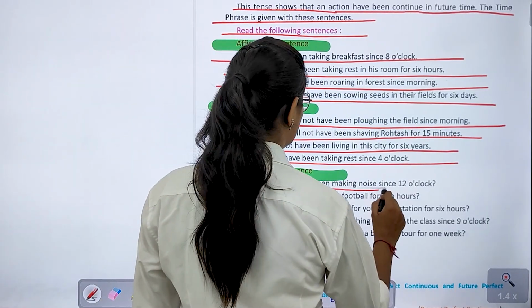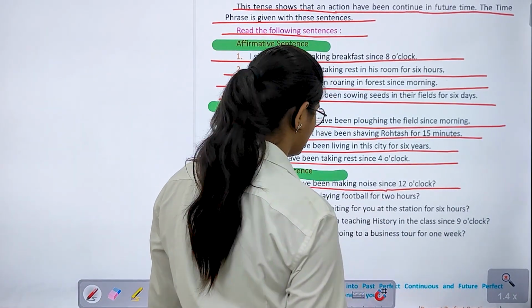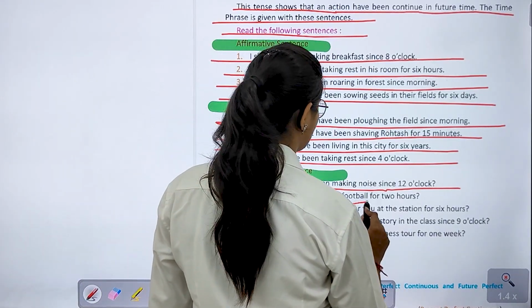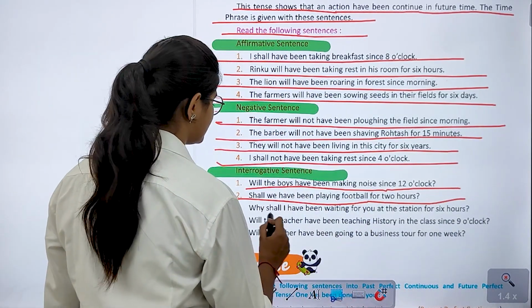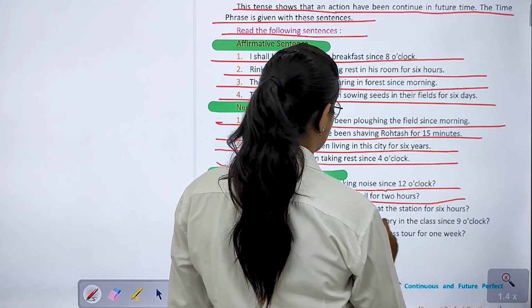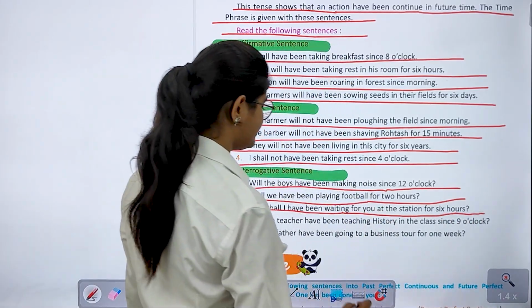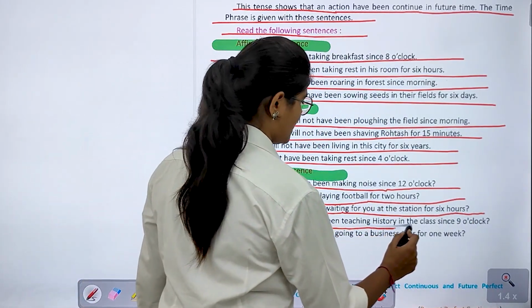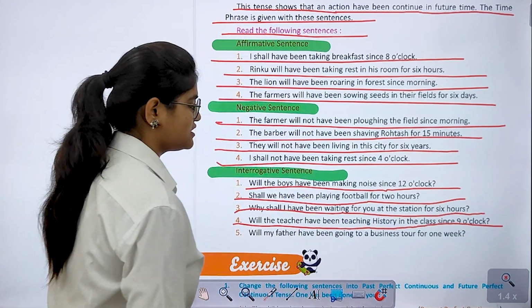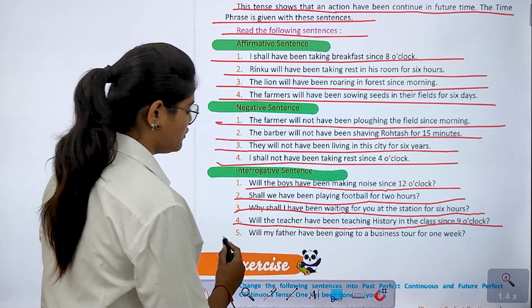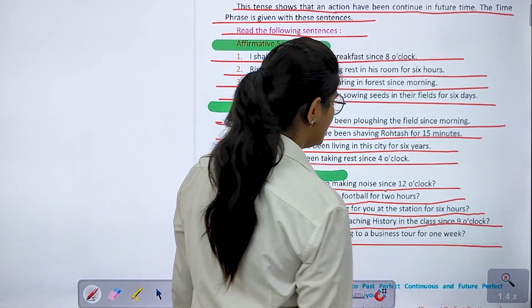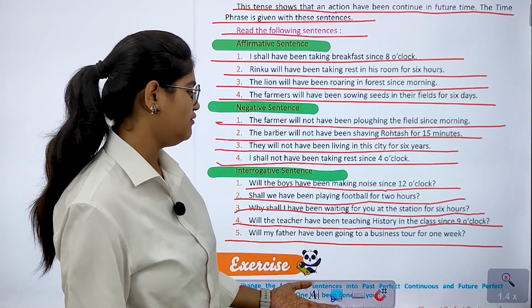So, will the boys have been making noise since 12 o'clock? Shall we have been playing football for 2 hours? Why shall I have been waiting for you at the station for 6 hours? Will the teacher have been teaching history in the class since 9 o'clock? Will my father have been going on a business tour for 1 week?